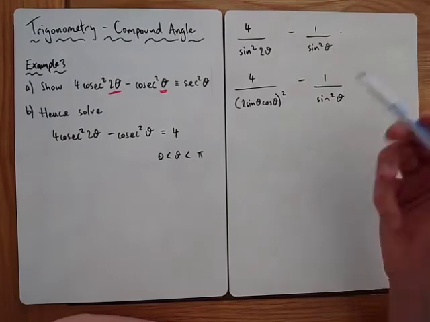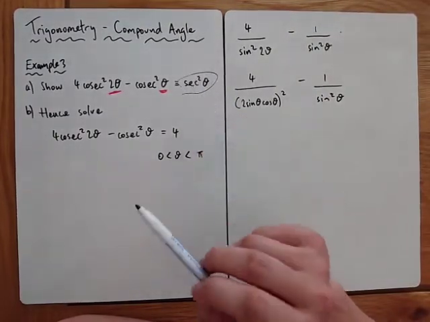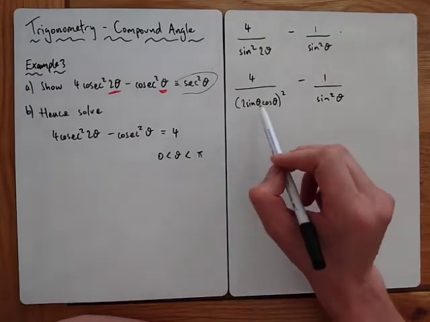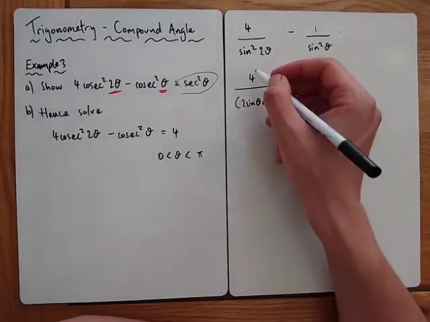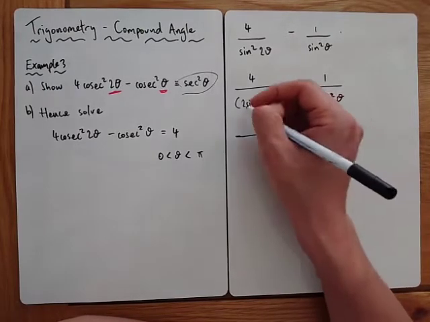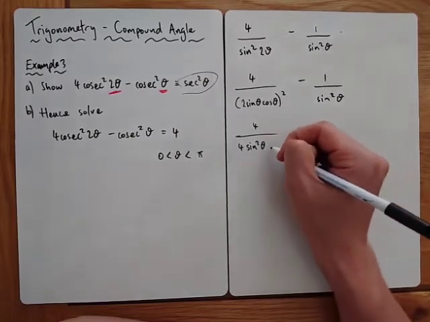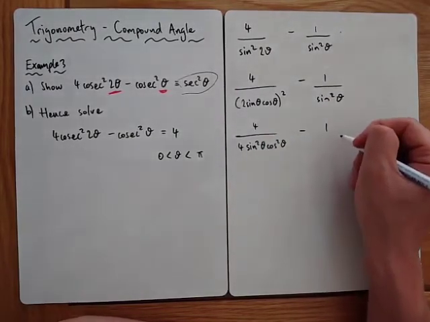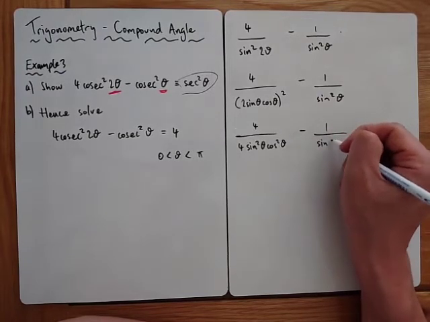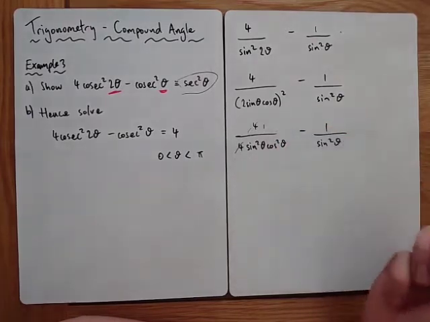And whenever I'm working with fractions, I'm always thinking, can I get a common denominator? Because what we're trying to end up with is just one single term, isn't it? So look what happens with this denominator. If we square this, we'd get 4 over 4 sine squared cos squared. We can cancel the 4's. That'll leave us with 1 on top.